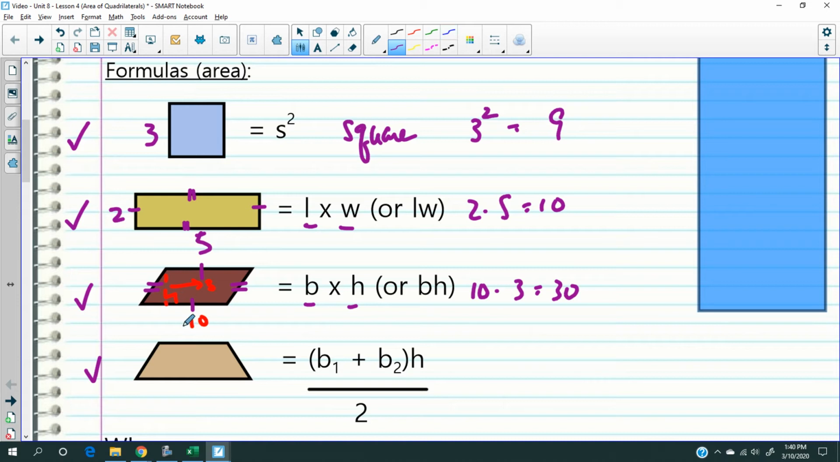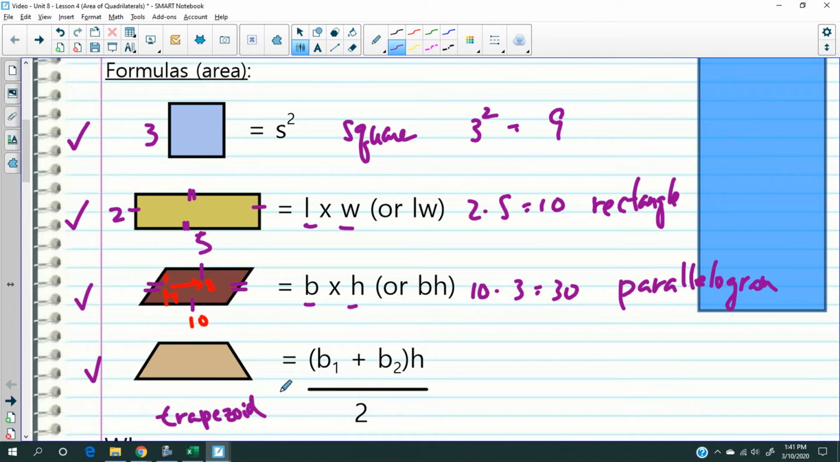Lastly, here we have a trapezoid. Hold on, I should probably write down the names of these shapes. That's a rectangle. That's a parallelogram. And here we have a trapezoid. So what's a trapezoid? It's kind of like a parallelogram and also a rectangle, except these two sides are not parallel. You can look at it like that.